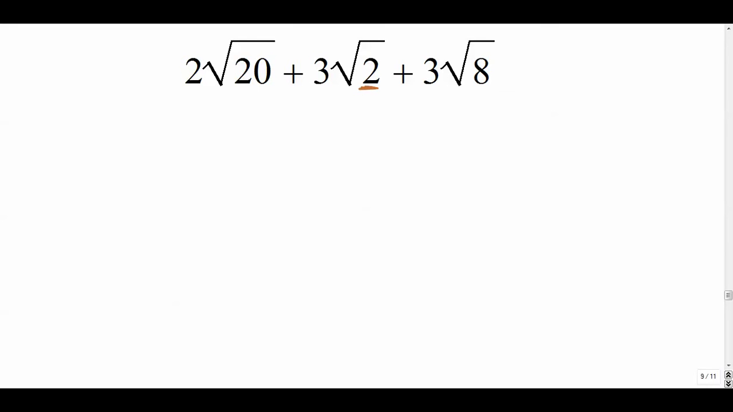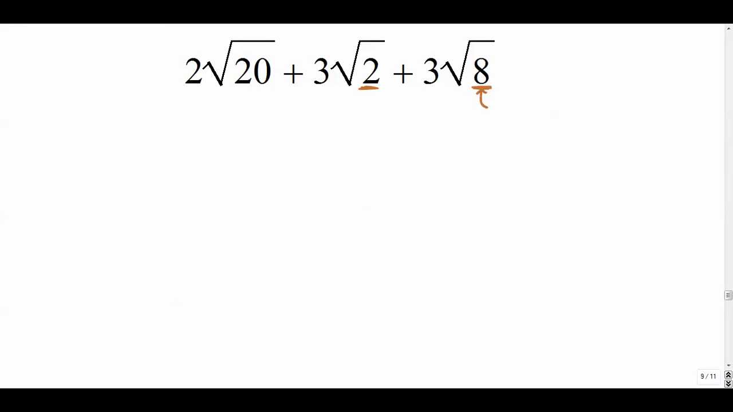Our first task is to get all of these radicands to be the same. And this is kind of our clue. 2 is, of course, a prime number. You can't simplify that anymore. So that might help you to figure out what you need to simplify these radicands to be. Can we change radical 20 into something with a base of 2? And I think we probably can.